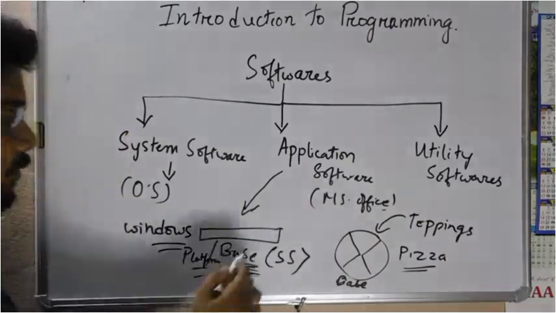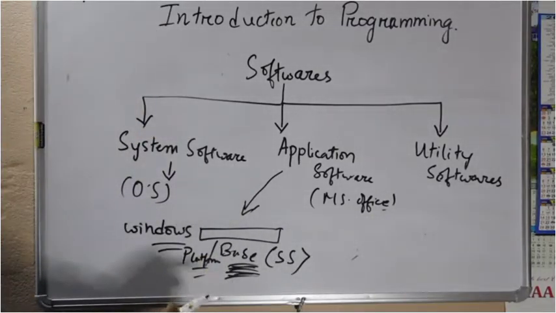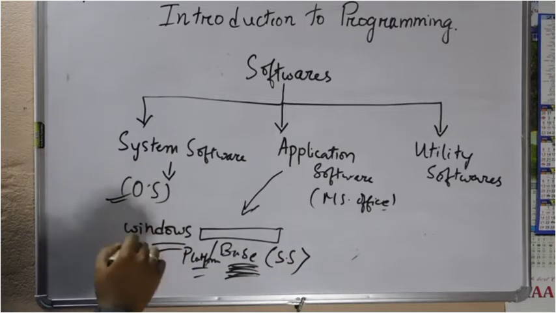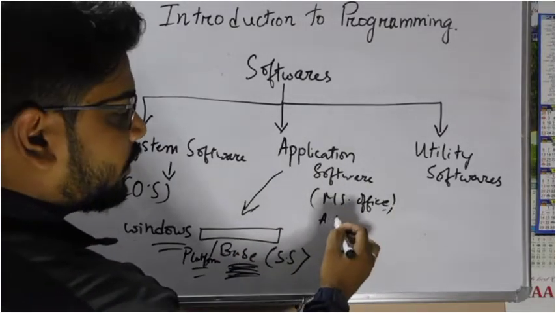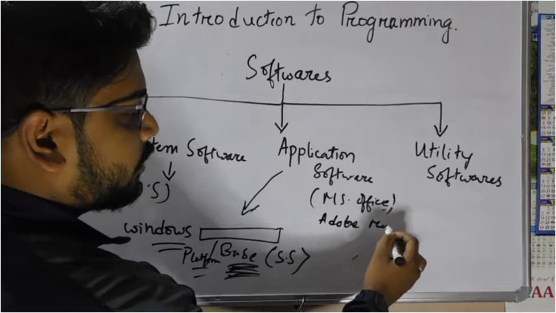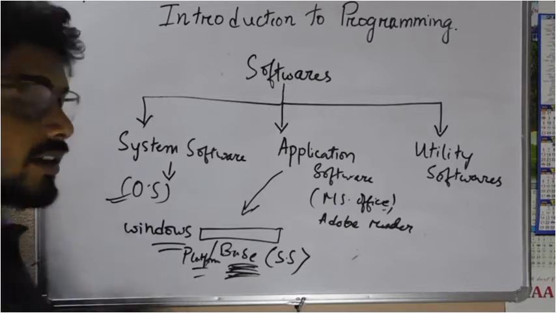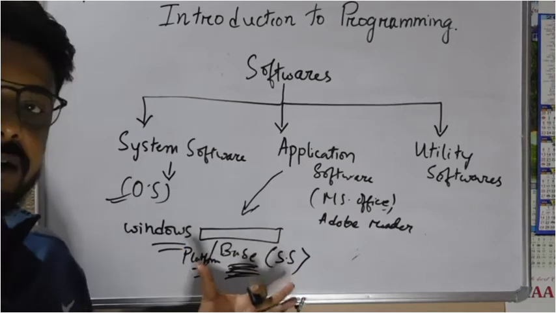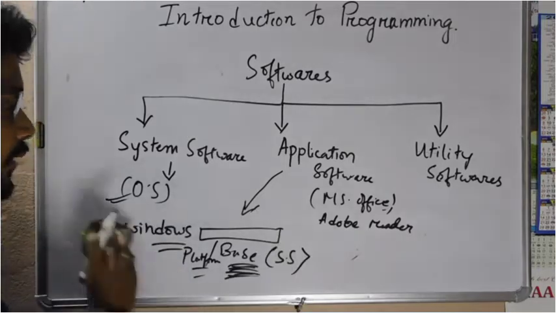In a similar manner, if you don't have a platform or a base, that is the system software, which we call the operating system, then the application software, for example MS Office or Adobe Reader, cannot be installed. That is why it is very essential that you have a certain kind of platform or operating system, so that various other applications can be run with the help of a computer.